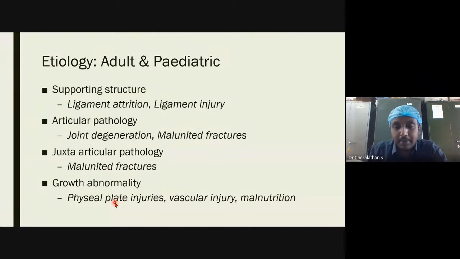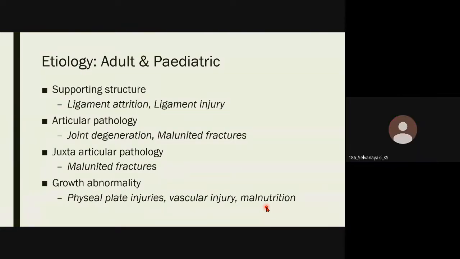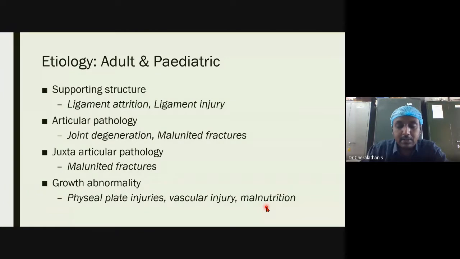This can also happen with regards to malnutrition. Which vitamin deficiency is responsible? Vitamin D. Exactly. So that can also cause angular deformities. Hope all the content in this slide is clear. Shall we proceed to the next slide?